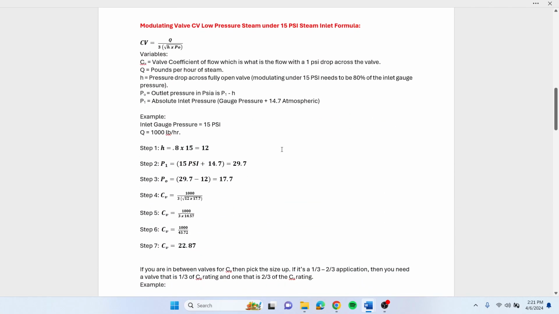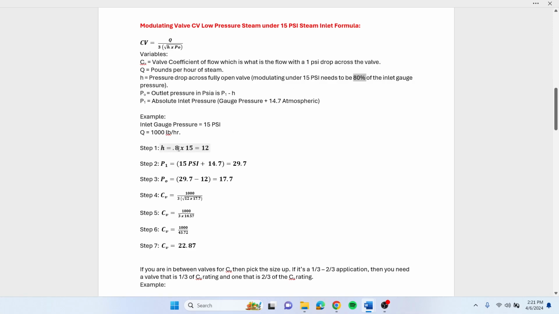If you go down to the modulating, H changes. So everything else is the same. Formula looks exact same. But the way you solve for H is different. So H, again, is a pressure drop across a fully open valve, but modulating under 15 psi, so low pressure steam, needs to be 80% of the inlet gauge pressure.